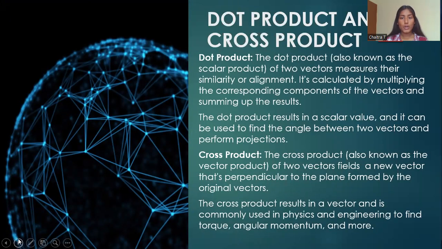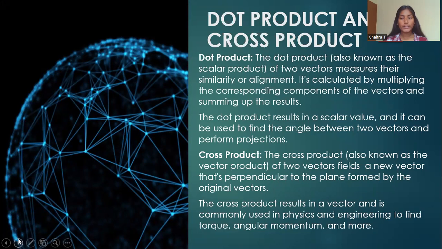Dot product. The dot product, also known as the scalar product, of two vectors measures their similarity or alignment. It's calculated by multiplying the corresponding components of the vectors and summing up the results. The dot product results in a scalar value, and it can be used to find the angle between two vectors and perform projections.